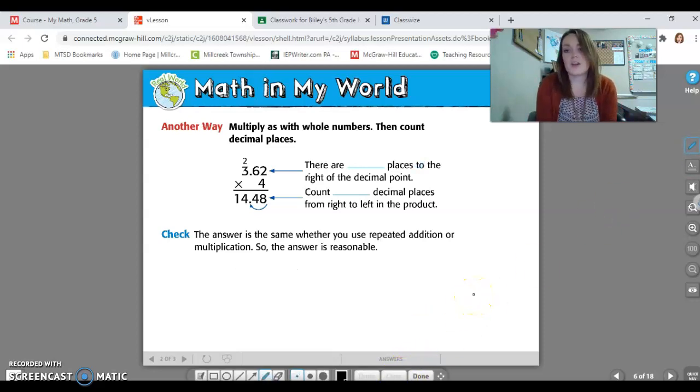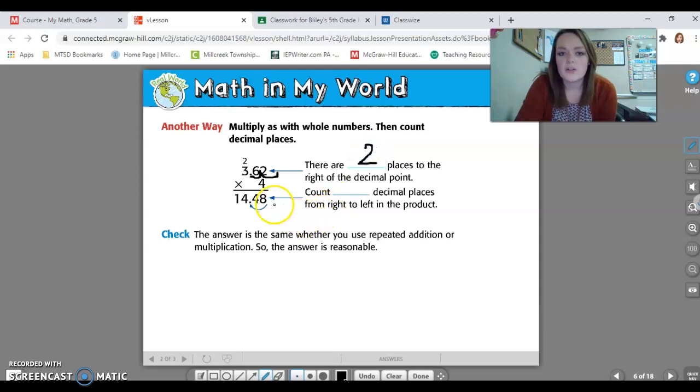Okay, let's look at this. So we can use repeated addition to multiply decimals, or we can also multiply with whole numbers. So let's look at our other way right here. It says, and then we're going to count the decimal places. We're using the same problem. We have 3 and 62 hundredths times our whole number 4. So what we're going to do is there are blank places to the right of the decimal point. If we're going to move this guy, how many times till we get to the end of our 2? 1, 2. So there are 2 places to the right of our decimal point.